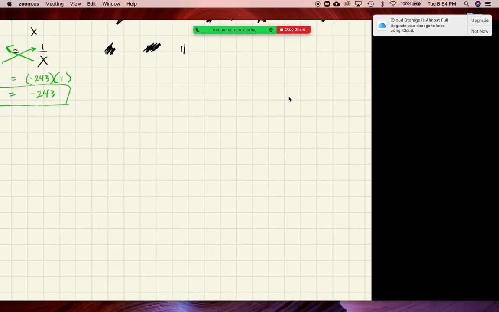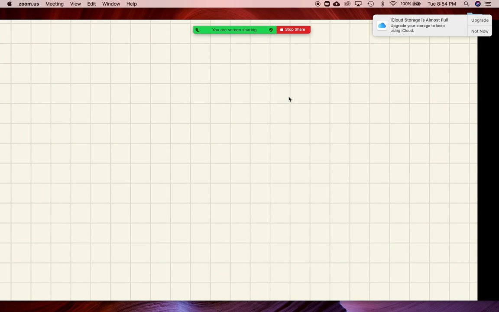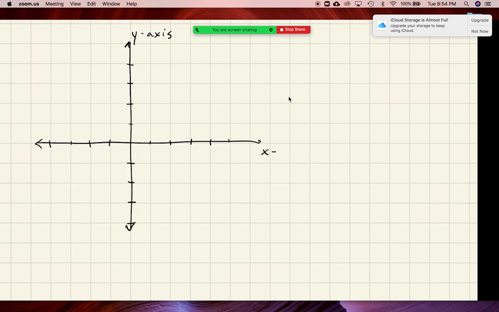So, to graph a point, this is called the coordinate plane, where it has tick marks in every direction. Up and down, this is the y-axis. So all of this is the y-axis. It's always up and down. And then the x-axis is always horizontal, left and right.